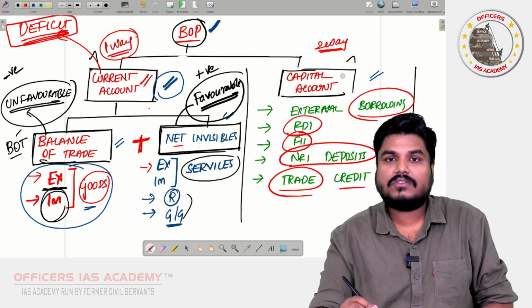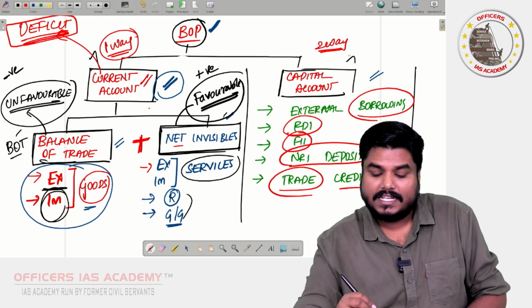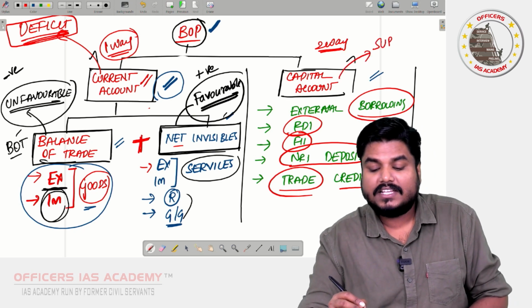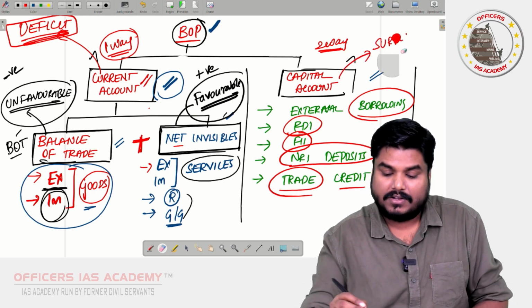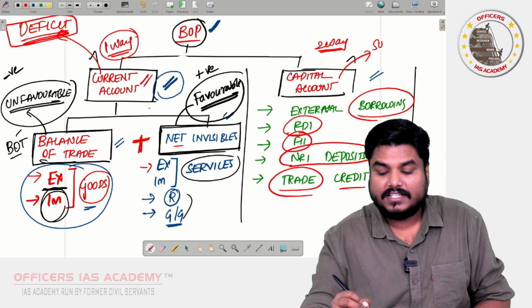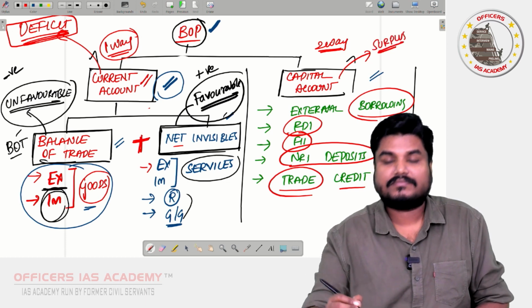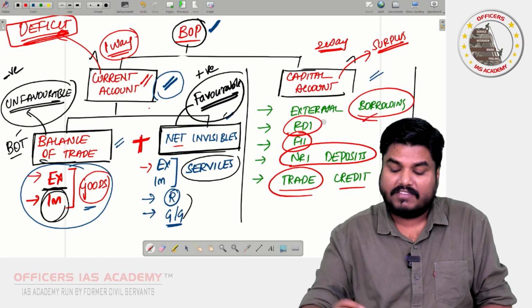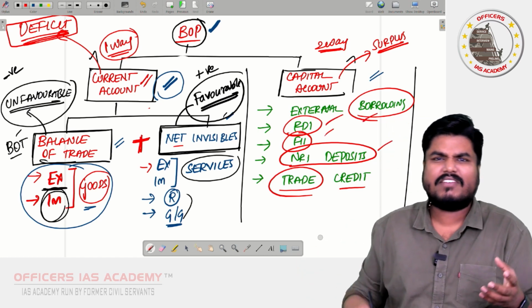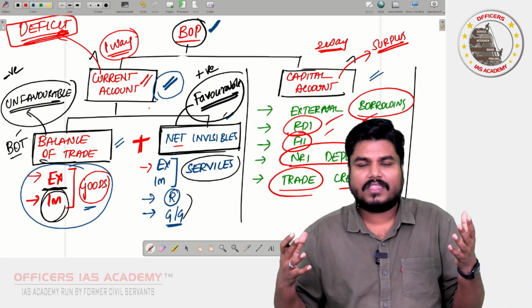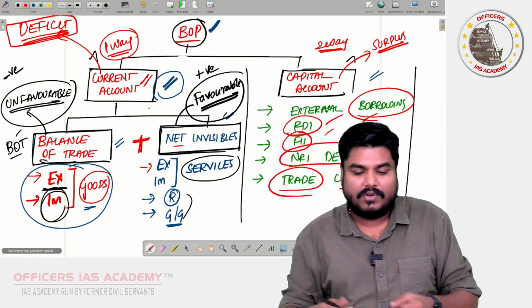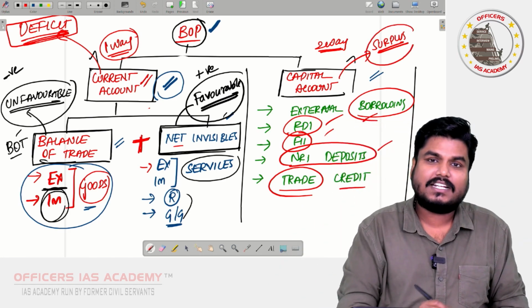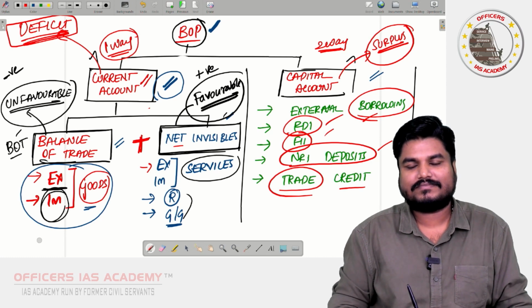What about capital account? In capital account, we will have surplus. That is borrowing, FDI, FII, NRI deposits. This FDI, FII, NRI deposits is a huge amount. In capital account as a whole, we are having surplus. In current account, we are having deficit.